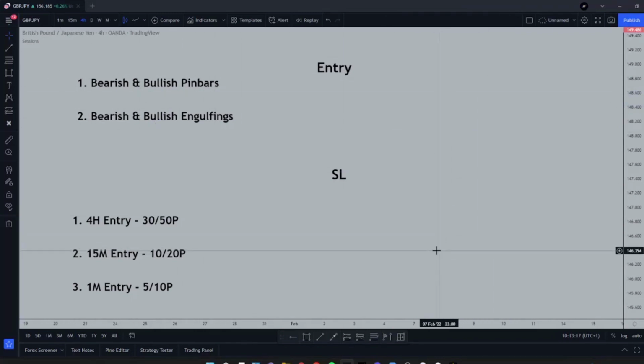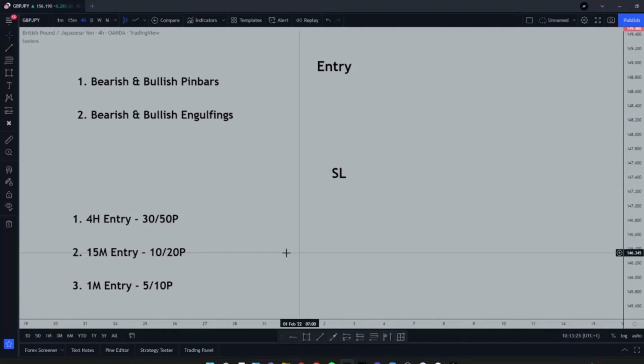Now for stop losses, these are just averages, guys. Obviously, the better you get, the better entries you will get, and the tighter stop loss you will get. So for a 4-hour entry in a weekly zone, usually the stop loss is between 30 and 50 pips. Sometimes it's a bit more, sometimes 60, sometimes maybe 25, but these are averages.